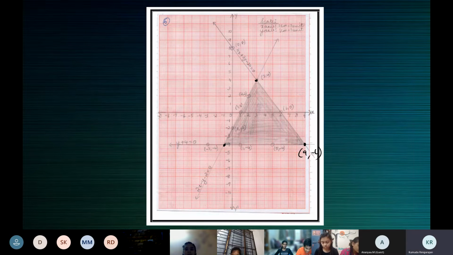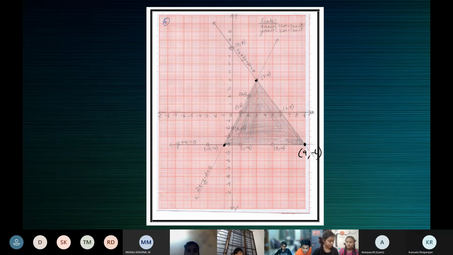No, there is still some confusion. I can help you if you can just come out with your question again. Ma'am, I think I have done it wrong, ma'am. 4x plus 3. No, you share your graph on WhatsApp, Harini. Let me go through that and then we'll discuss on WhatsApp.